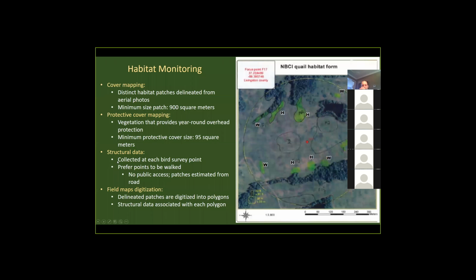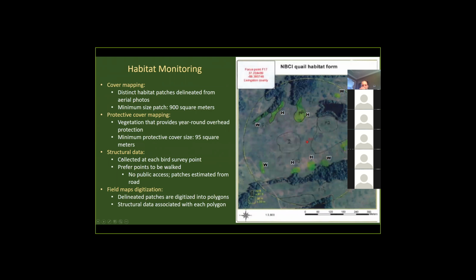And so, as I said before, you'll be collecting a lot of structural data on those patches you've delineated. We do prefer that the points are able to be walked instead of estimated from the road. If you don't have public access, then you can certainly estimate them from the road, but there are attributes that are very hard to estimate from the road. So it's much easier if you have full access to the land to be able to walk your survey points, and you'll get a lot more accurate data.